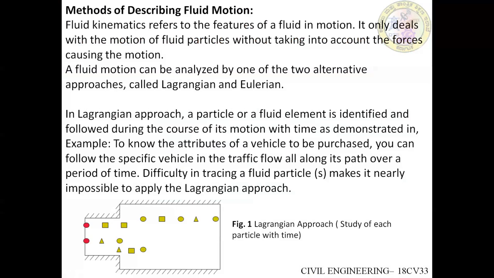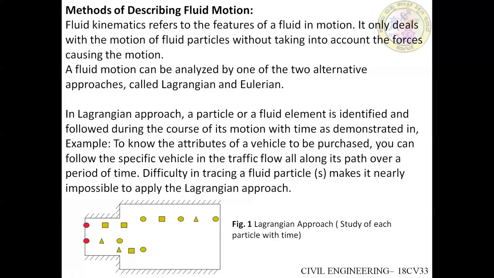In the first approach, that is the Lagrangian approach, a fluid particle is identified and followed during the course of its motion with time. For example, to know the attributes of the vehicles to be purchased, we have to follow the specific vehicle in the traffic flow all along its path over a period of time. But it is very difficult to trace the fluid particles, making it nearly impossible to apply the Lagrangian approach.